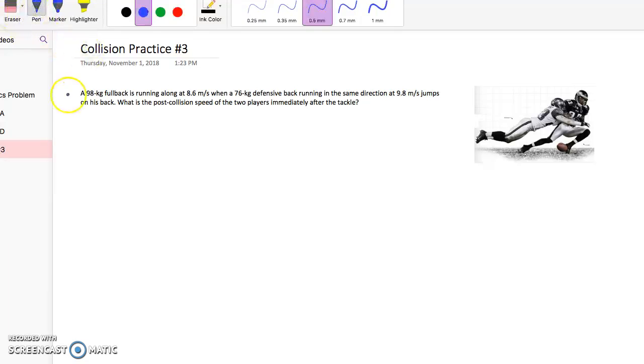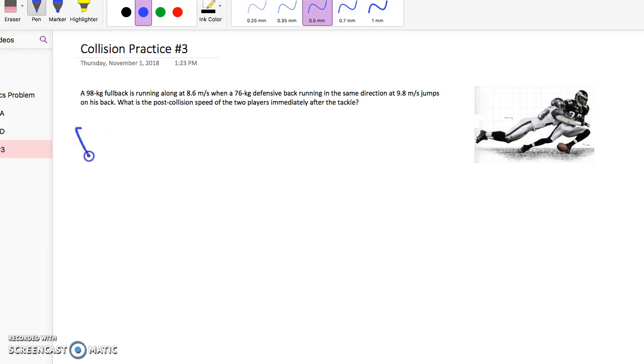Okay, this is another practice problem. I think it's number 3 on the back side of your practice problems worksheet. A 98 kilogram fullback is running along at 8.6 meters per second when a 76 kilogram defensive back running in the same direction at 9.8 meters per second jumps on his back. What is the post-collision speed of the two players immediately after the tackle?